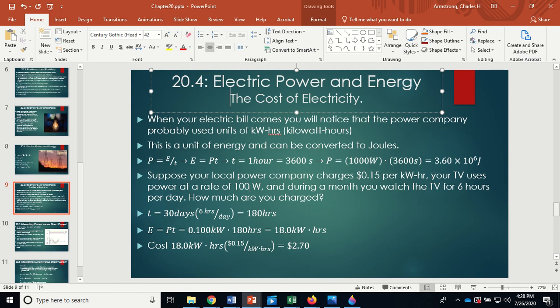Okay? Suppose your local power company charges 15 cents per kilowatt hour. Your TV uses power at a rate of 100 watts, and during the month you watch the TV for 6 hours per day. How much are you charged? Well, okay, so 30 days in a month, 6 hours per day, 180 hours. Then the energy would be power times time. That'd be 0.1 kilowatts times 180 hours. So you would use 18 kilowatt hours. Okay, so the cost for using the TV, 6 hours a day for a month, you'd pay $2.70 for that.